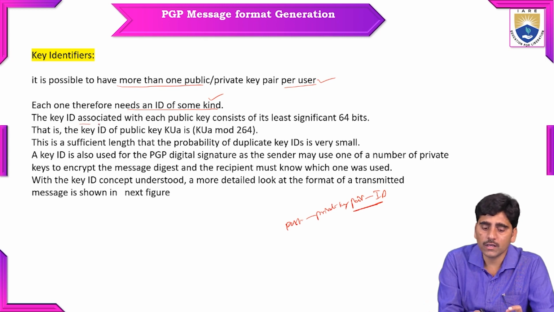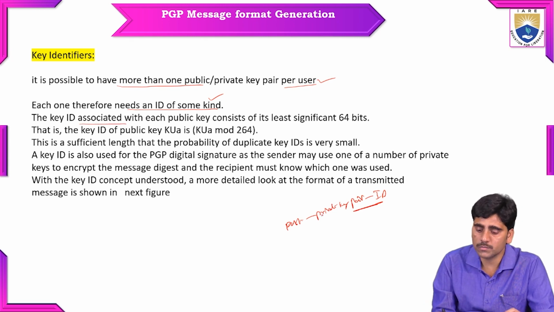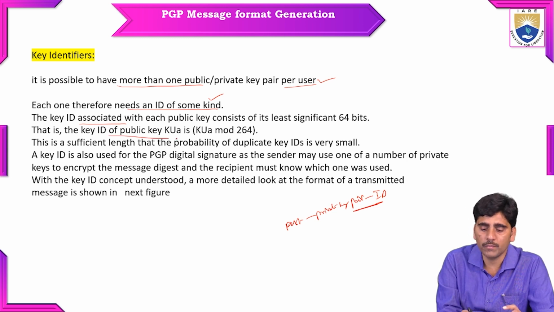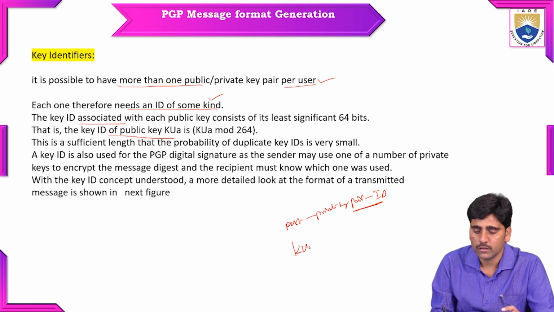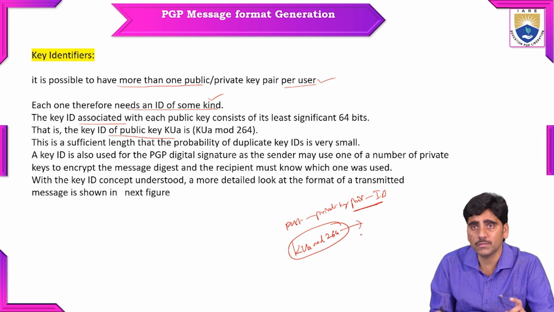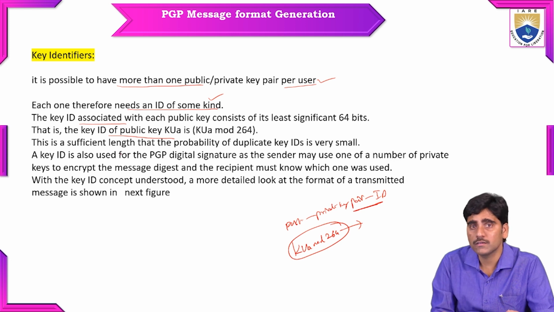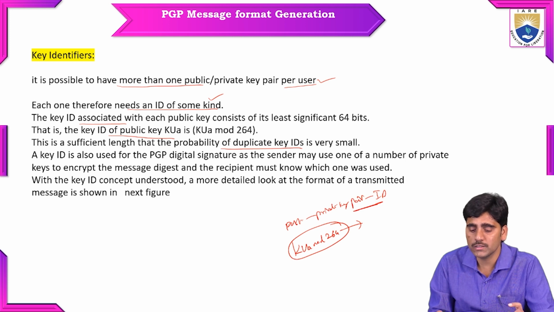That ID associated with each public key consists of its least significant 64 bits. That is, the key ID of public key KUA is KUA mod 2^64. These 64 bits have to be maintained, and this is a sufficient length that the probability of a duplicate key ID is very small.